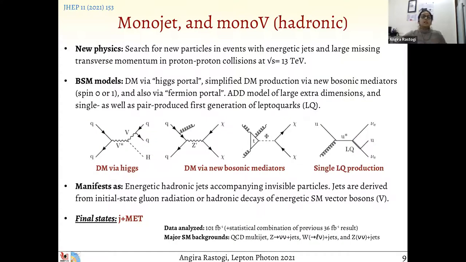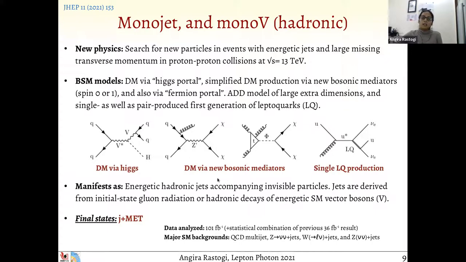So then next we have a search for new particles in events with energetic jets and large missing transverse momentum. In this analysis, a variety of BSM models are interpreted, such as dark matter via Higgs portal production, where you have a Higgs along with a vector boson, which can be either W or Z, and they decay to two quarks. And this Higgs decays to invisible particles.